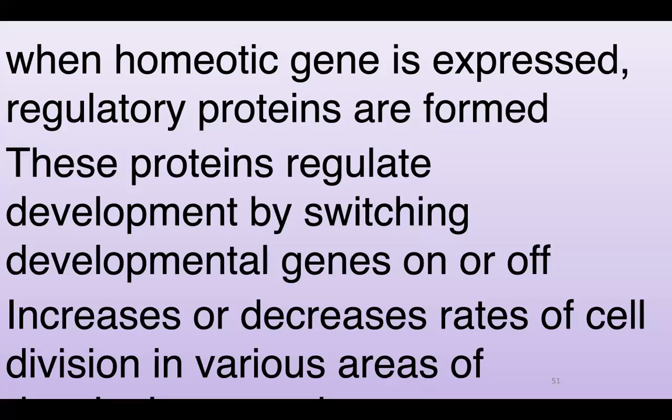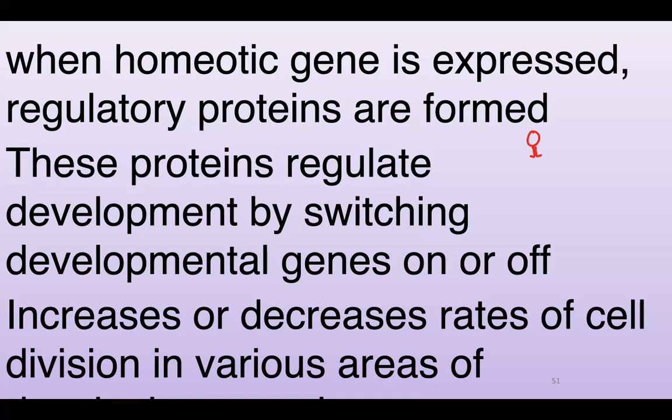So when a homeotic gene is expressed, regulatory proteins are formed. These proteins then regulate development by switching the developmental genes on or off. This is going to increase or decrease rates of cell division in various areas of, I'm guessing, the developing body or something like that. So, for example, let's just take a person, right?